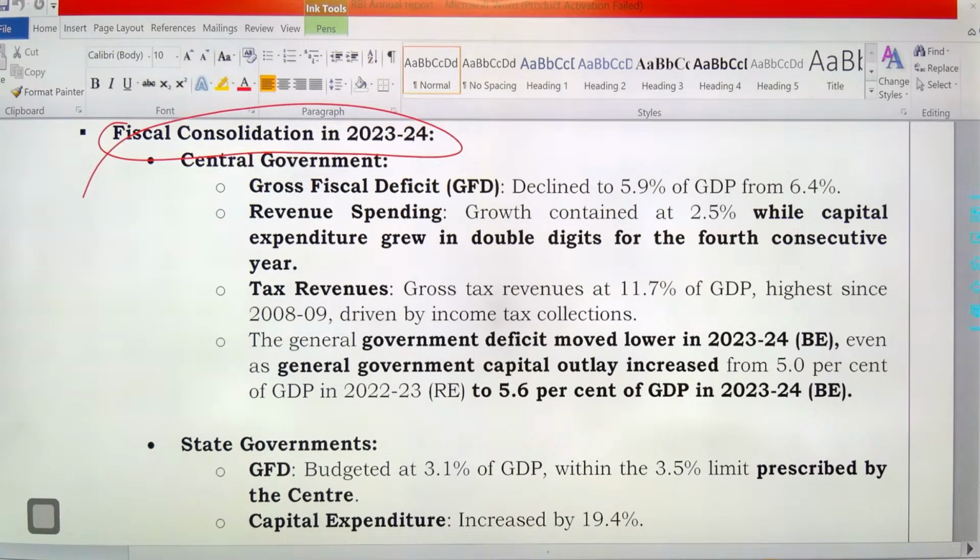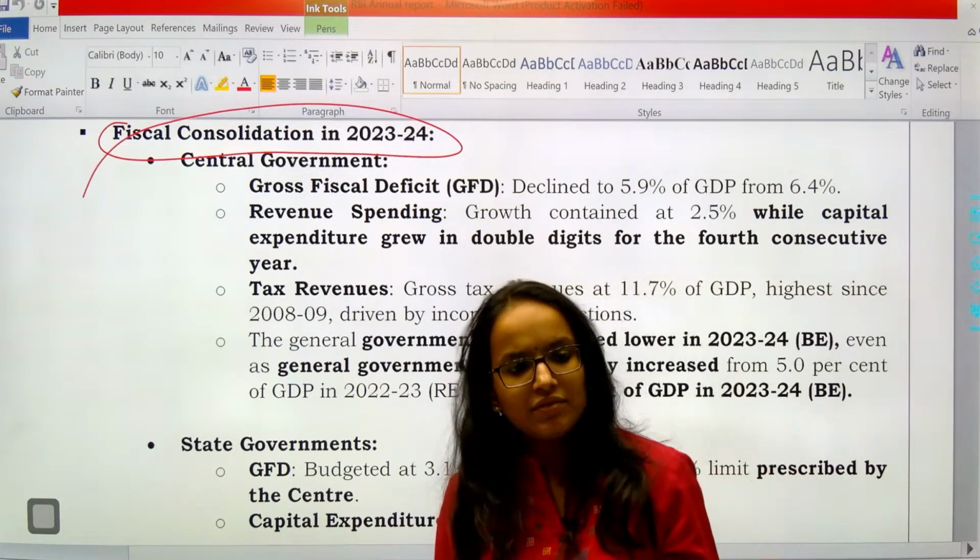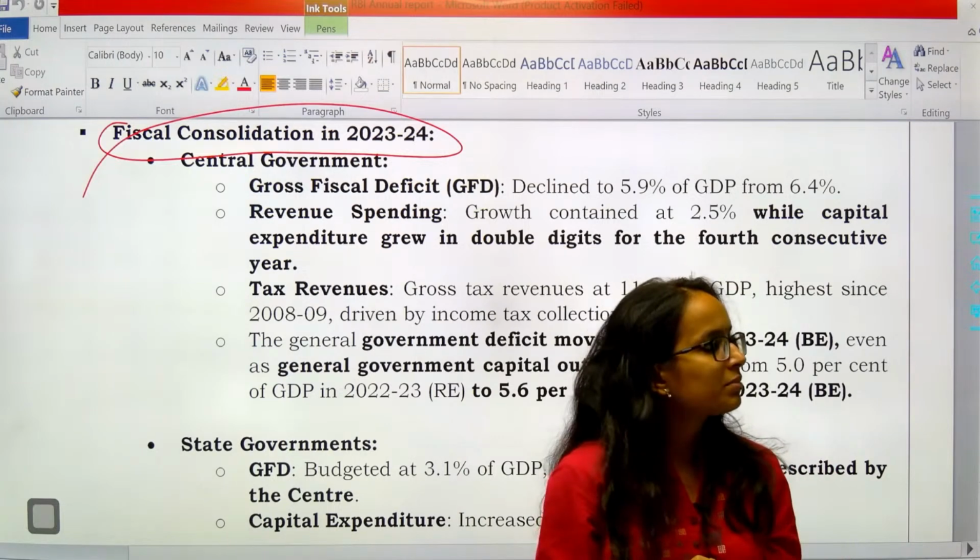Is it the same PDF provided in the course? Yes, the PDF is the same. The one which you have been provided with is the same thing.